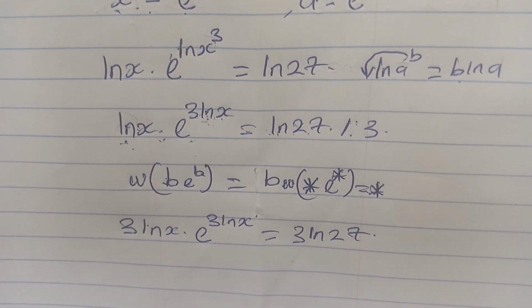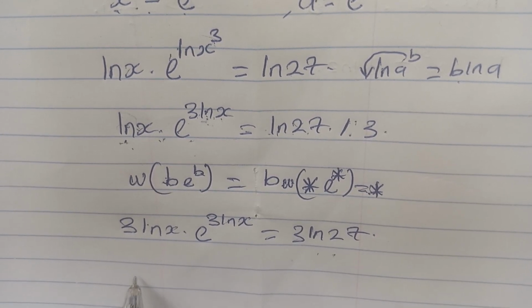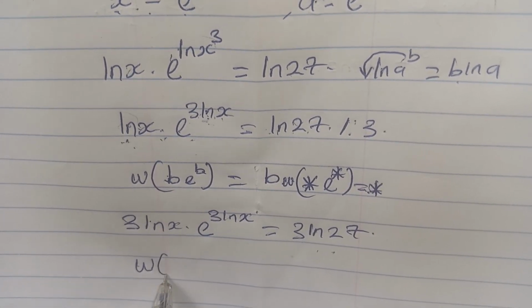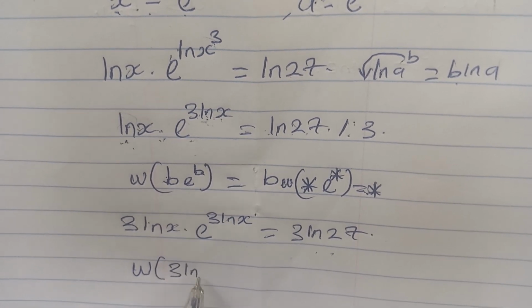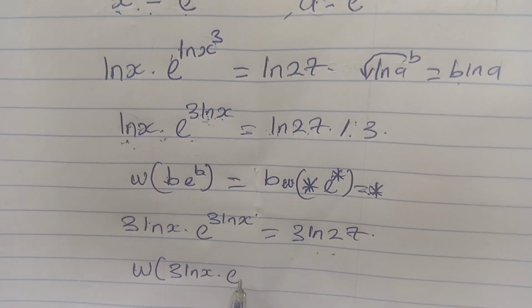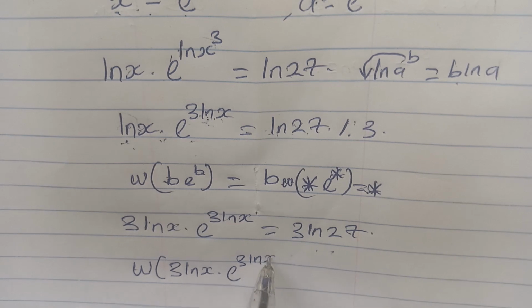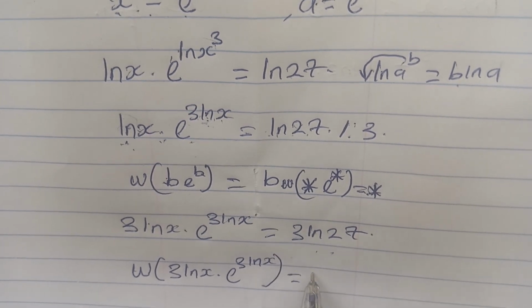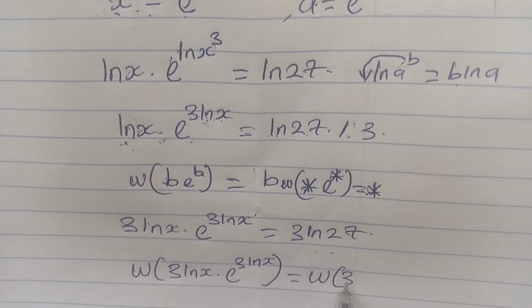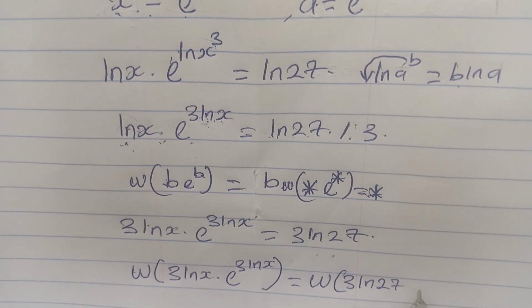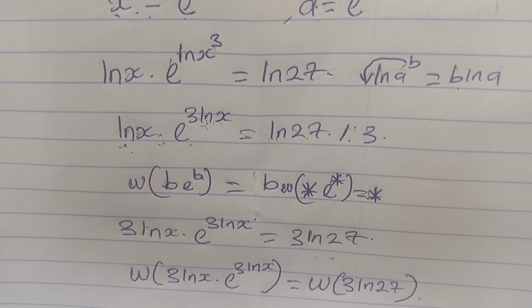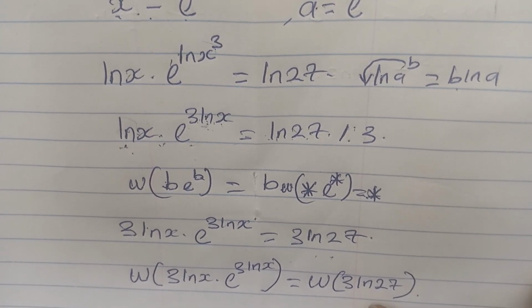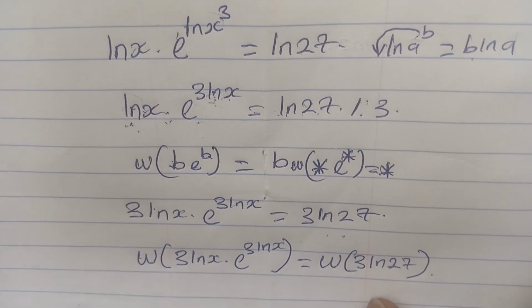So now we can take the Lambert W function of both sides. So if we do that, we say the Lambert W function of 3 ln x times exponent 3 ln x, close bracket, is equal to the Lambert W function of 3 ln 27. Okay, so we've done this.